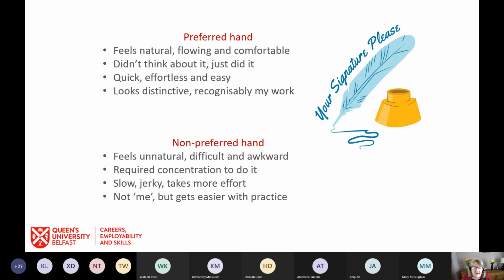And then with your non-preferred hand, again, those sort of words that spring up all the time. Unnatural, awkward, requires more concentration to do it, takes more effort. And that's what I want you to really think about. Something that requires more concentration, takes a bit more effort, and requires more energy to do as well, and not recognizable as your signature.